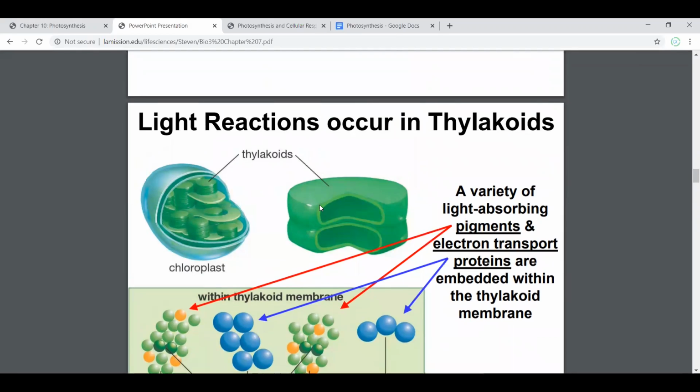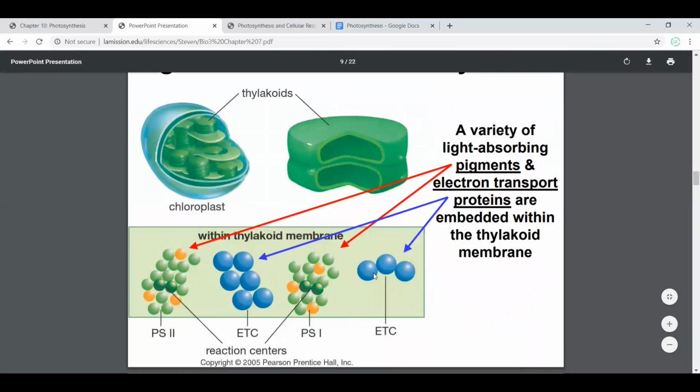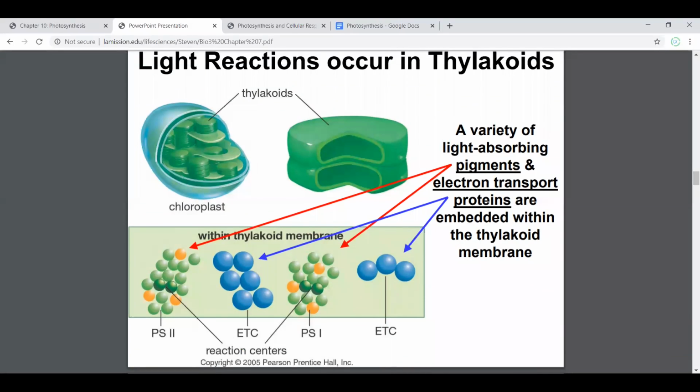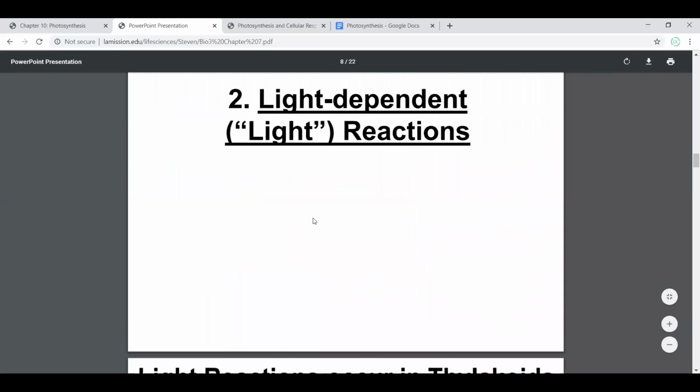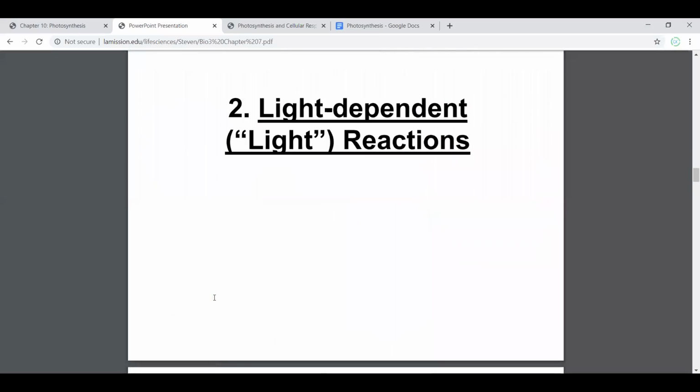If you remember from our talk on cell respiration, we talked about the mitochondria having the electron transport chain. The chloroplasts in the thylakoid membrane also have the electron transport chain. And the reason for this is because they create ATP. And the way we create ATP is always using an electron transport chain. So that's why the light reactions actually use an electron transport chain to make ATP.